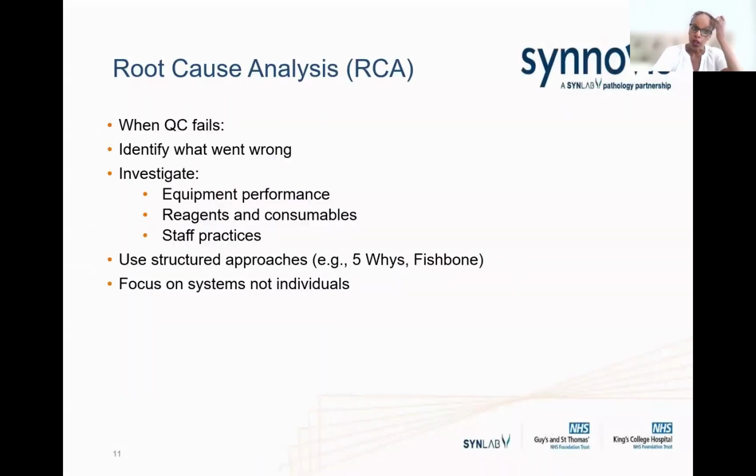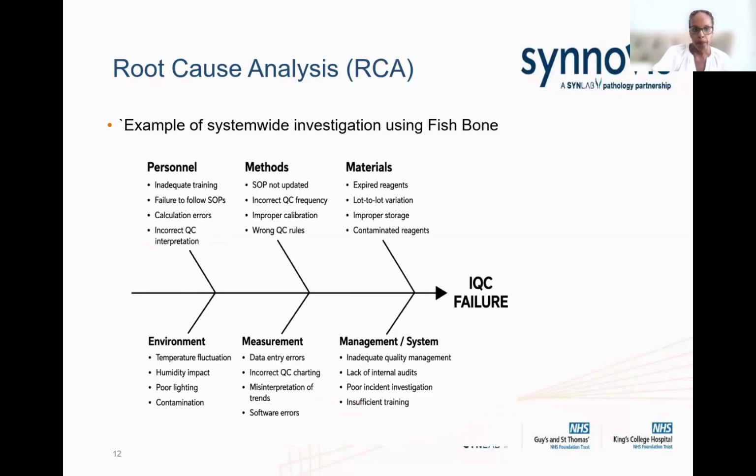So what do we do then when things go wrong? If your QCs failed and you suspect either a system issue or issues going on with your QC material or your reagents, you identify what went wrong, so you investigate. When you investigate, you utilize a structured approach, so either the 5 whys or fishbone analysis, and you also focus on system-wide investigation. You don't focus on individuals.